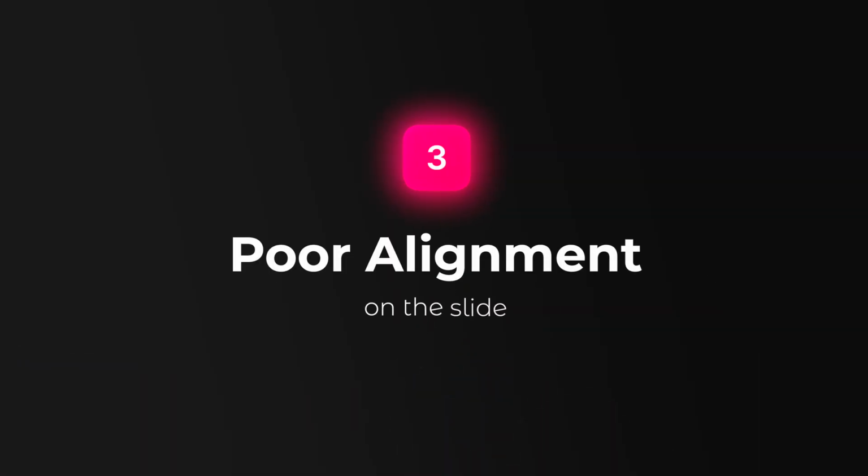Let's move to mistake number 3, which is poor alignment on the slide. Poor alignment is one of the easiest ways to make a slide look unprofessional and absolutely uninteresting and cluttered and boring. So we want to avoid that at any cost.